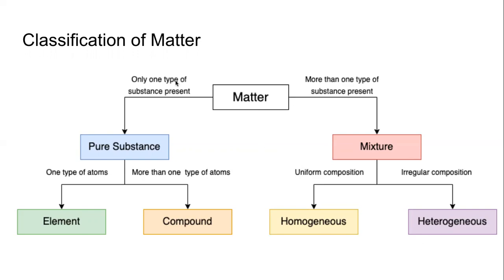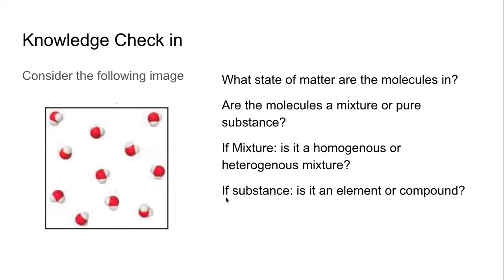On the other end, if you have some matter that's only one type of substance is present, then we'll say it's a pure substance. If it's one type of atom, then it's an element. If it's made up of more than one type of atom, it's a compound.